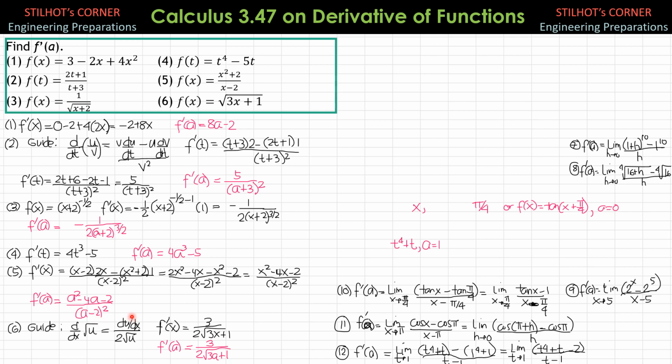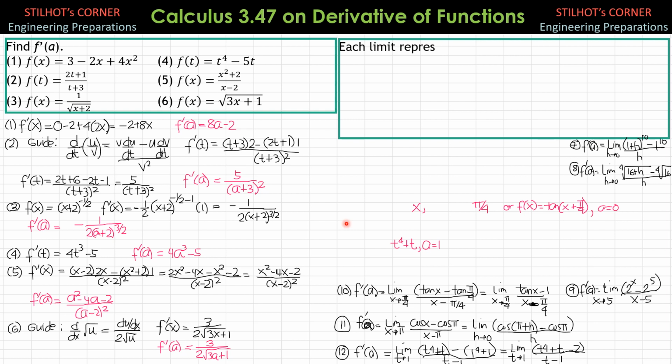Then number 6, this is derivative of square root of u. So du dx over 2 square root of u. That's the guide. So f prime of x, derivative of 3x plus 1. Imagine 3x plus 1 is u, is 3 all over 2 square root of u. So 2 square root of 3x plus 1. Replacing x by a. So f prime of a is 3 over 2 square root of 3a plus 1.